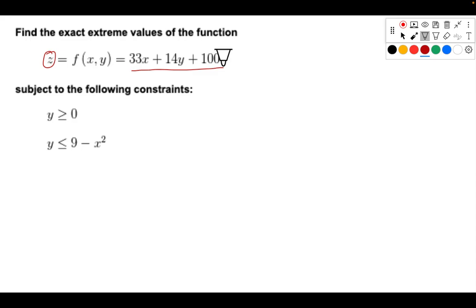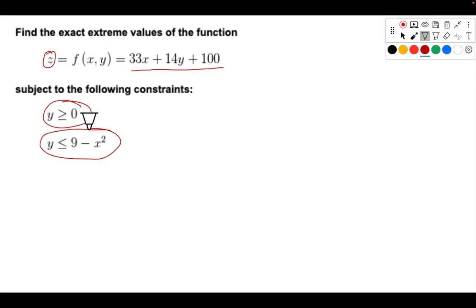It is a continuous function. It's a linear function. And then we've got these constraints which form a boundary, right? We've got y greater than 0, and also y less than 9 minus x squared. You remember how an x squared is a parabola, right? And since it's negative, it's upside down.